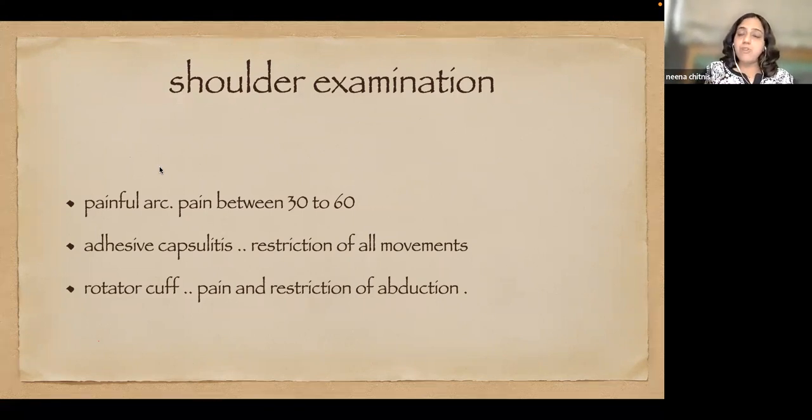So in painful arc, while abduction and adduction, there will be pain between 30 to 60 degrees. In adhesive capsulitis, there will be restriction of all movements, abduction, internal rotation, external rotation. Generally, in rotator cuff injuries, there will be pain and restriction mainly in abduction and external rotation.